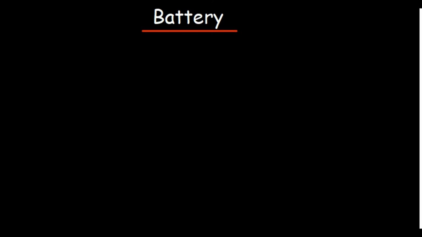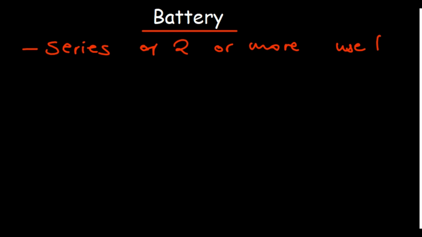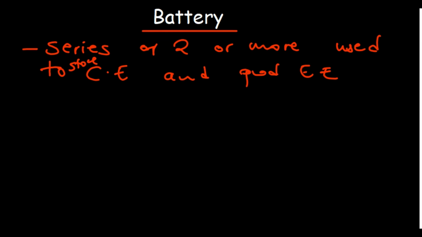Okay, so you can basically think of it to be a series of two or more electrochemical cells used to store chemical energy and produce electrical energy. That's the way we can think about it in simpler terms.